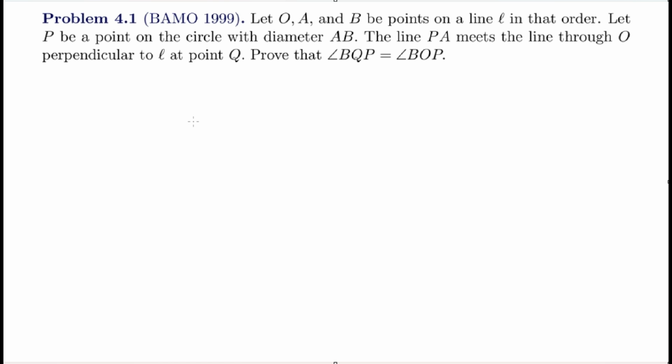Okay, so let's discuss this problem now. So the first step is to create a diagram. So we have points O, A, and B on a line in this order. So O, A, and B, suppose. So this is the line L. And P is a point on the circle with diameter AB. So we have something like that. And P is over here.